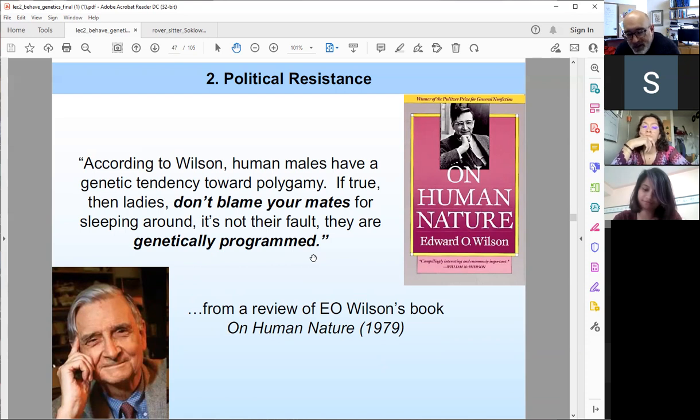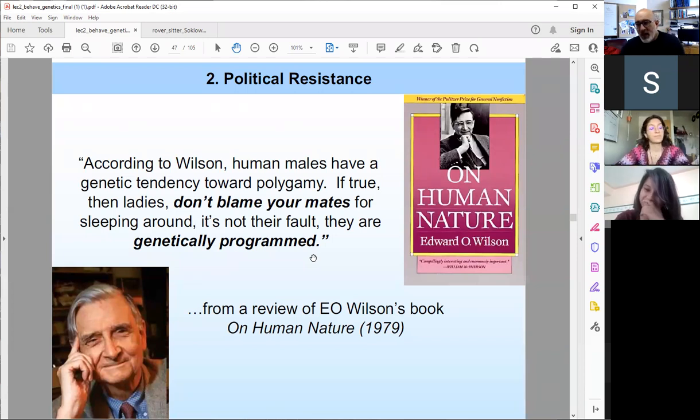E.O. Wilson expanded his chapter in Sociobiology that was on humans, and he wrote this book called On Human Nature. And here, according to Wilson, human males have a genetic tendency toward polygamy. If true, then ladies, don't blame your mates for sleeping around. It's not their fault. They are genetically programmed.